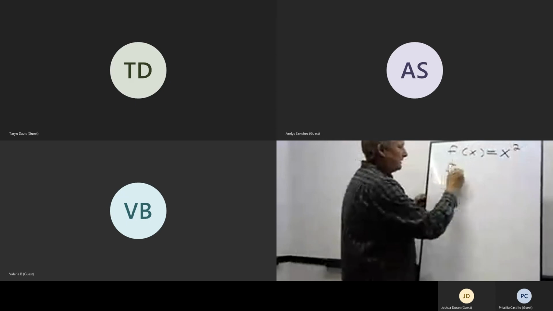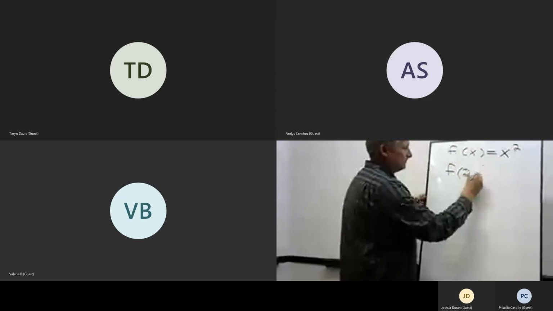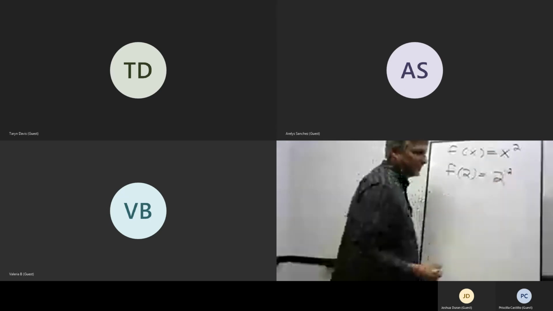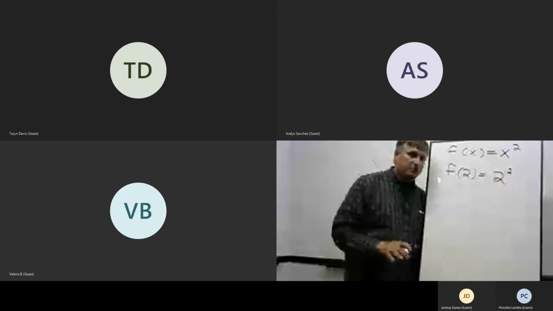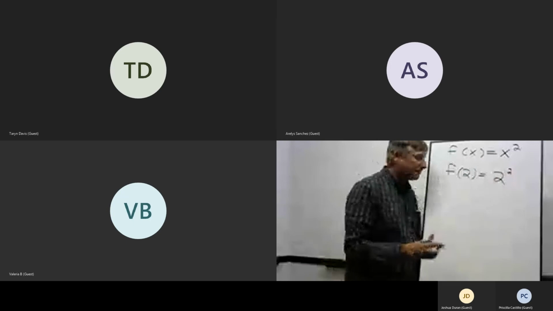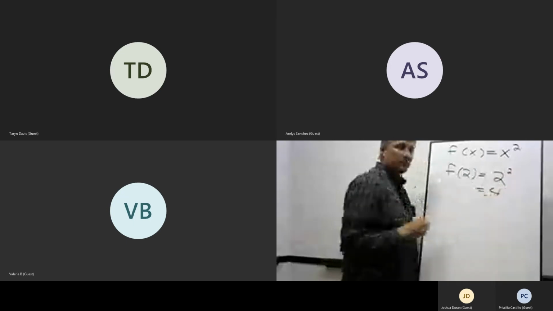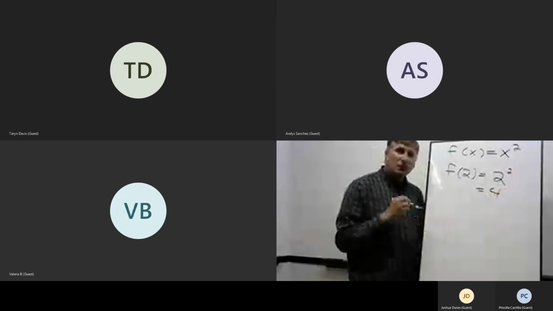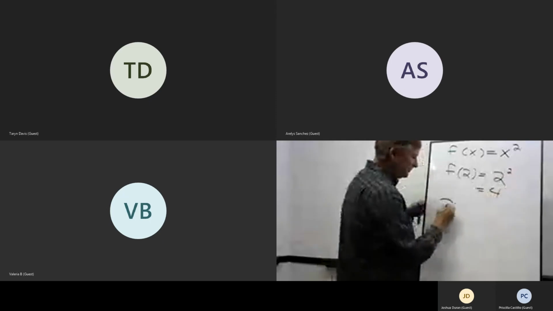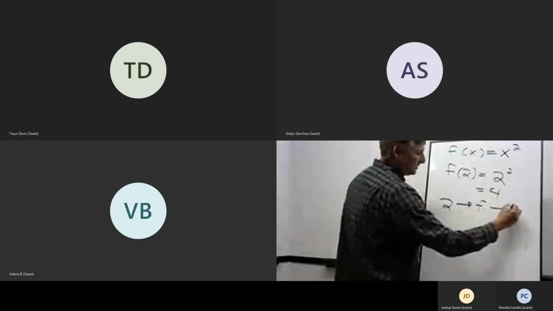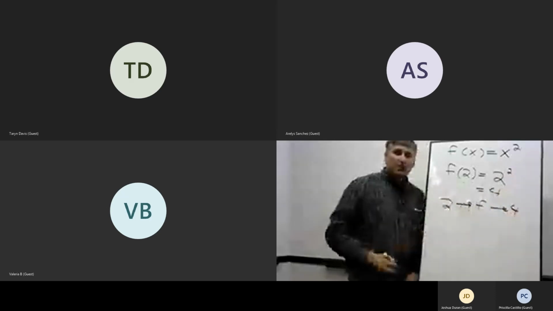So we could take f of 2, that's going to be 2 squared. In other words, we replace x with 2 everywhere we see x. And that will give us 4. So what happened is we took 2, we put it into the function, the output was 4.